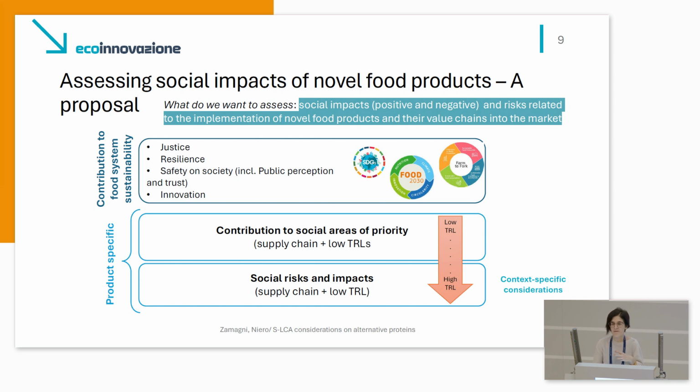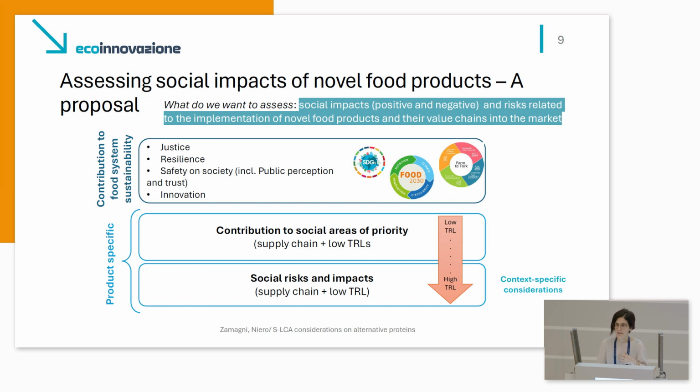We start by identifying whether our product system contributes positively to these areas of priority that we defined at European and international level. We try to identify whether there are potential risks, which might be related, for example, to the fact that we have some supply chains for ingredients that might be at risk. The more information and data we get about our system, so the more the TRL increases, the more we are able to make the analysis quantitative and include risk assessment in terms of social risks.